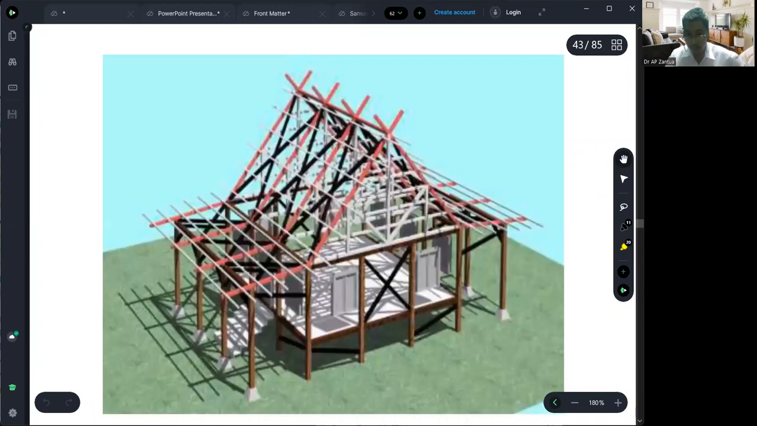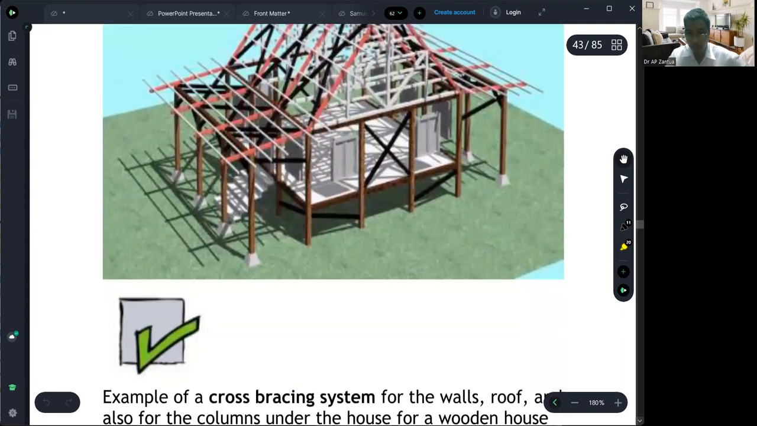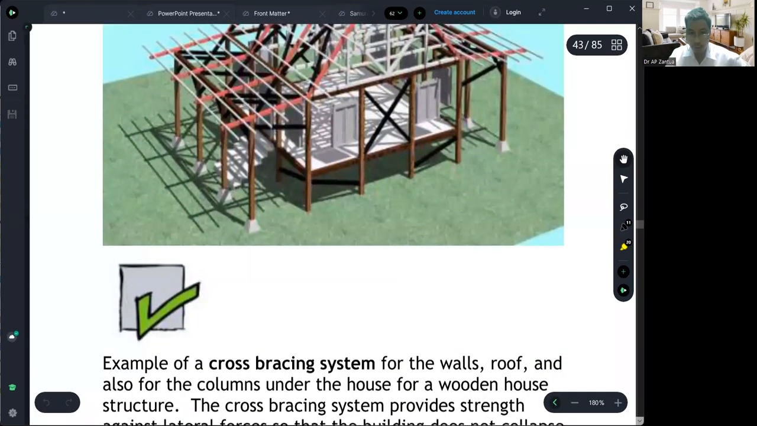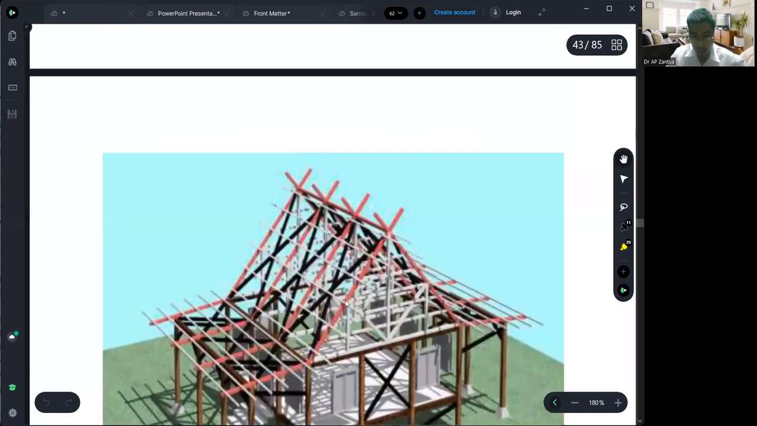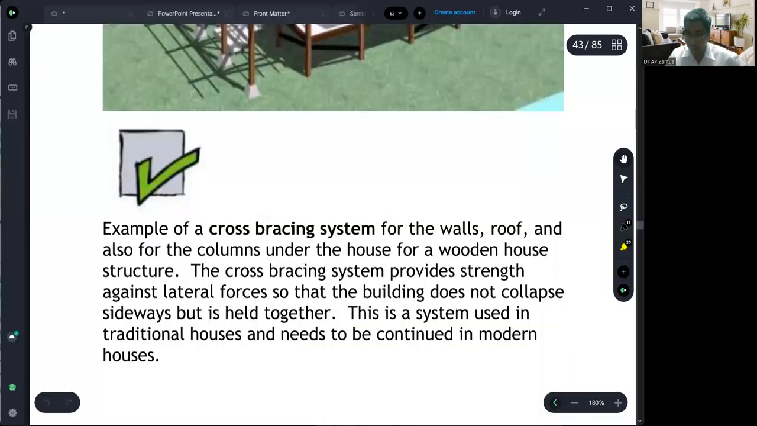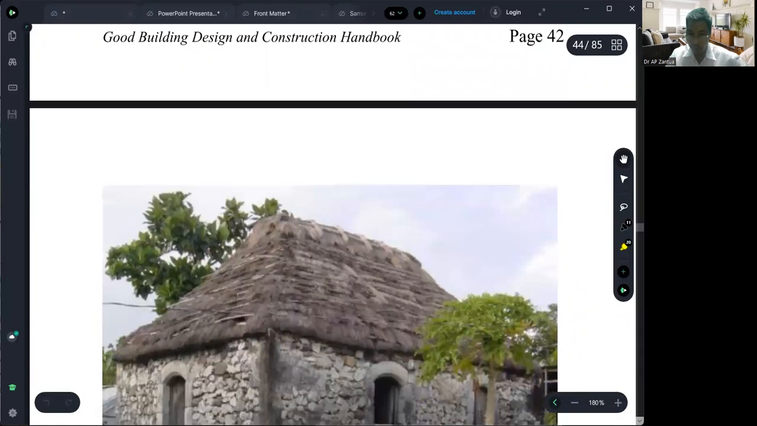Okay. So this one example, we have a correct connection. Example of cross bracing. Cross bracing meaning we have what? Diagonal elements. This one, diagonal elements. But this is not usually the case if we are using what? Concrete structure. This is for steel and timber. Okay. That's why we will skip and go faster.